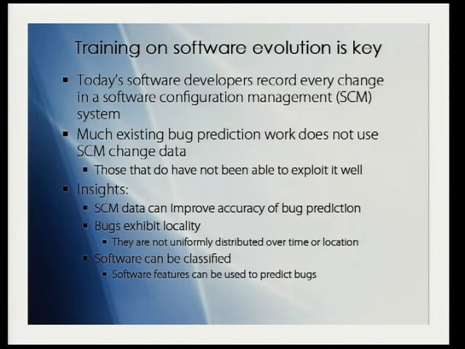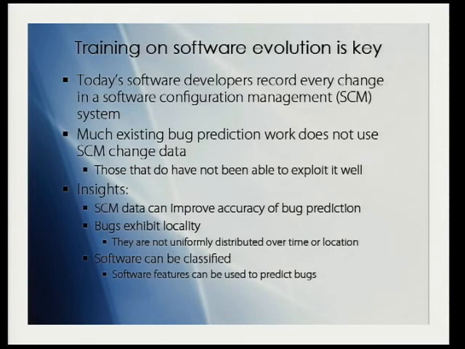So there's a couple insights. The bottom one here: software can be classified, and this is classified in the machine learning sense. You can do machine learning classification algorithms, and you're essentially classifying a change with respect to either it's a bug or it's not a bug. So you're classifying it into one of those two bins. That's one of the key insights, that you can actually view bug prediction as a machine learning classification problem. And then you can bring all that machine learning machinery to the table.